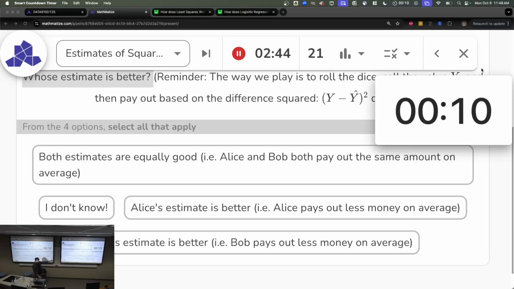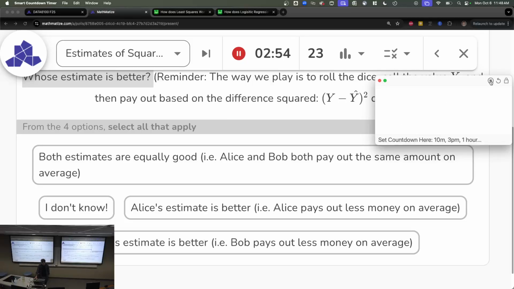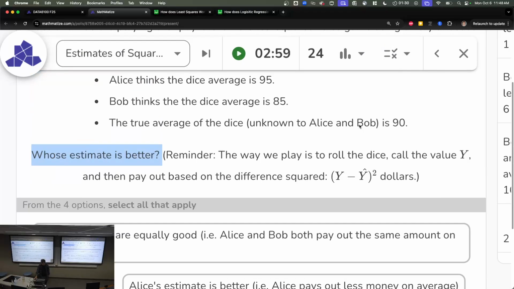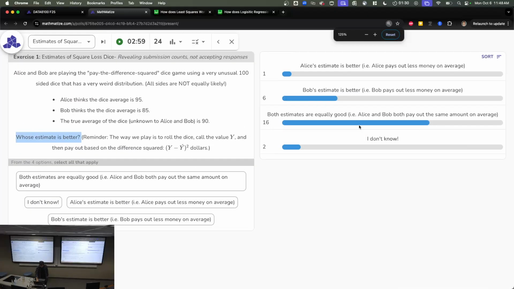All right, 10 seconds left. Put in your final guesses. Who is closer, Alice or Bob? Okay, and let's take a look. Reveal what people said. Okay.